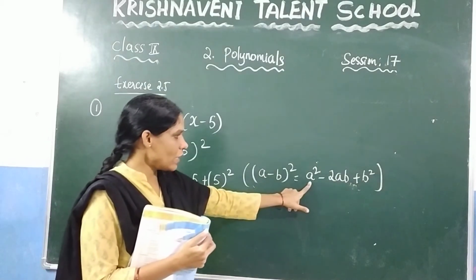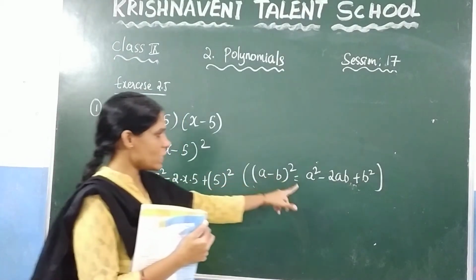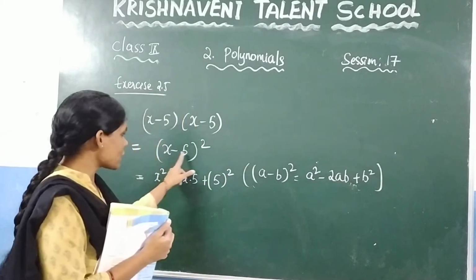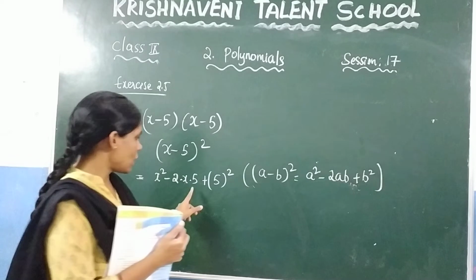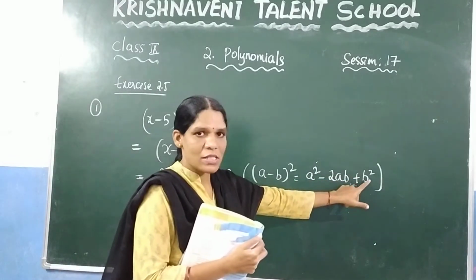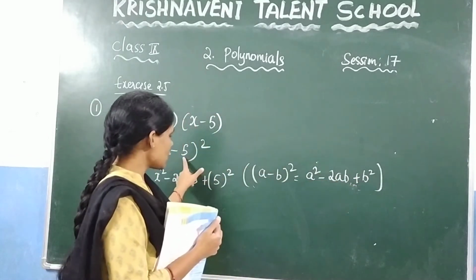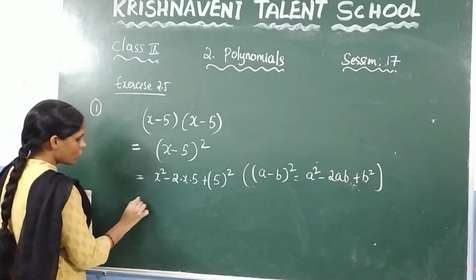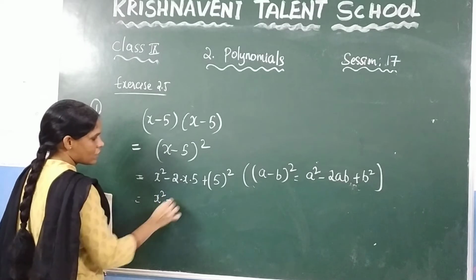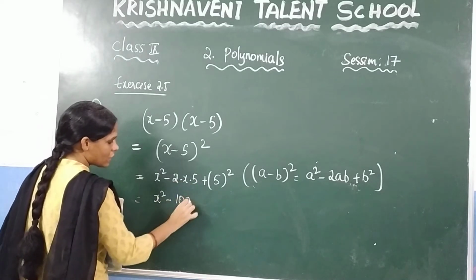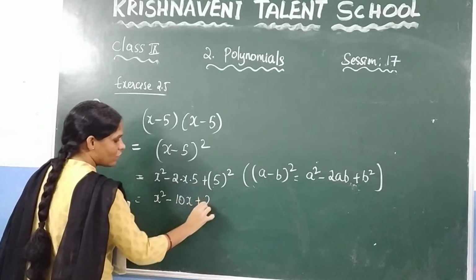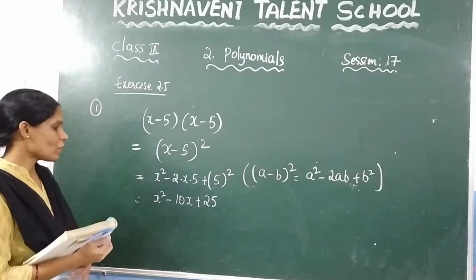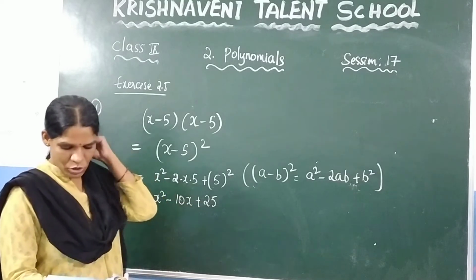Just in this we have substituted. In place of a, what is there? x. So we have written x square minus 2 into a into b. a into b is nothing but x into 5. So I have written x into 5 plus b square. What is the value of b here? Which is 5. So 5 square is there. So write it here. What you get here is x square minus 5 into 2, which gives you 10x, plus 5 into 5, which is 25. How many times do you need to multiply here? 5 two times, you will get here 25. Like this you need to solve.